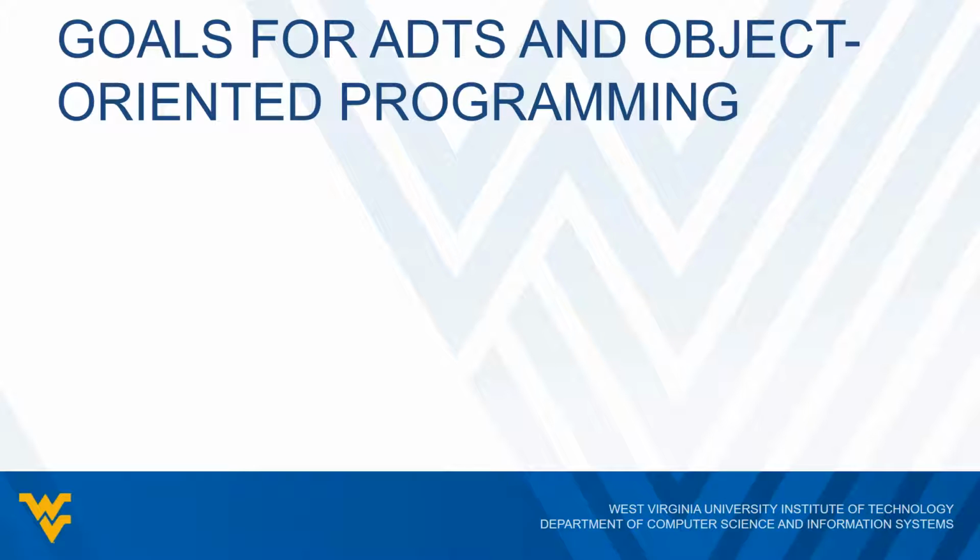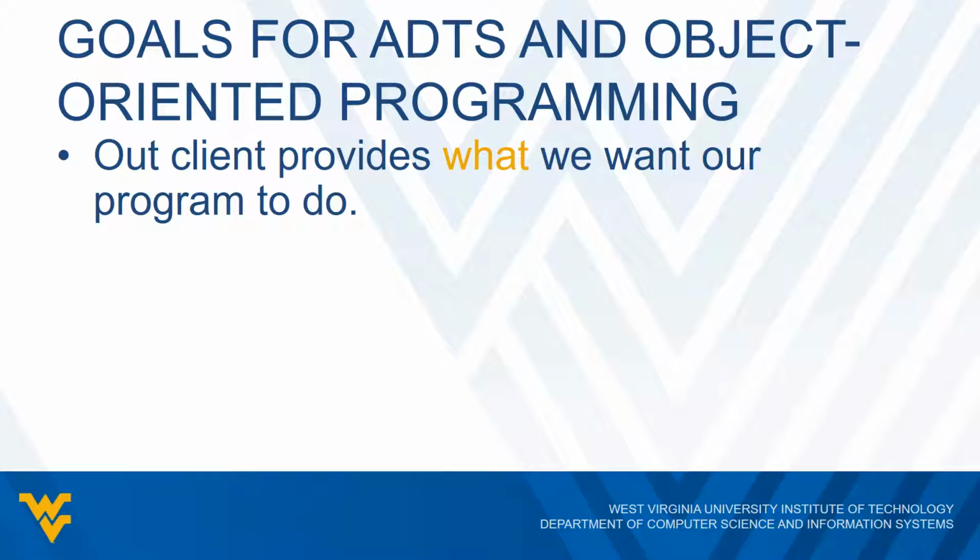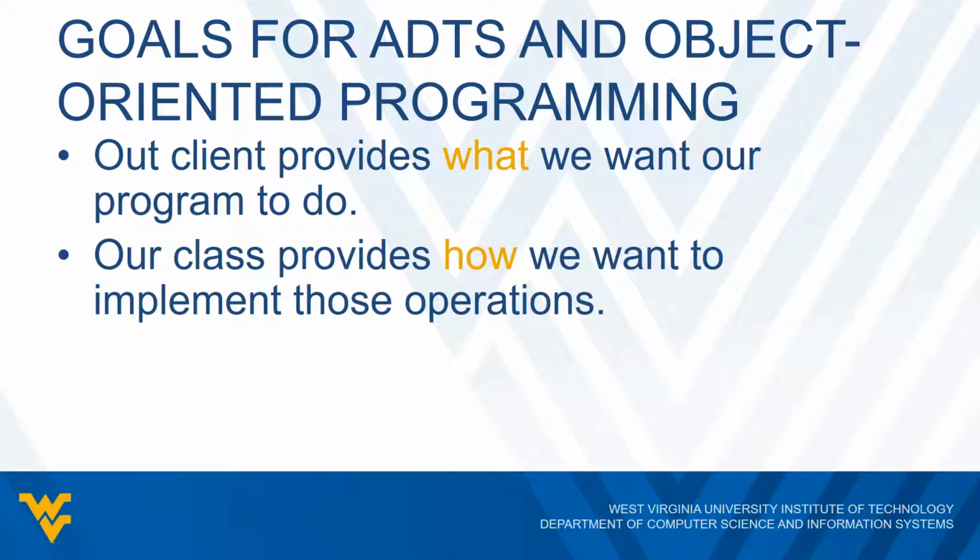So the fact that we didn't see any difference in the output or the method calls is exactly what we want to accomplish with object-oriented programming. These are the goals for both abstract data types and for object-oriented programming. Our client is going to provide the what part of the program. It's going to tell us what we want to do with our programs or with our abstract data types. And our class is going to provide how we want to implement those operations.